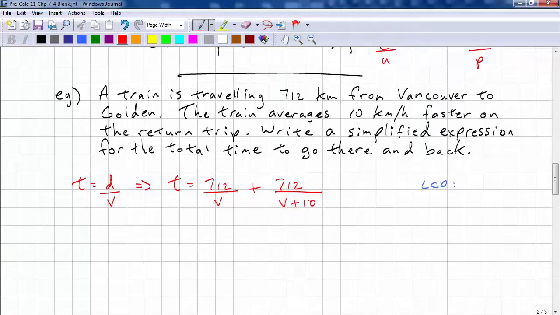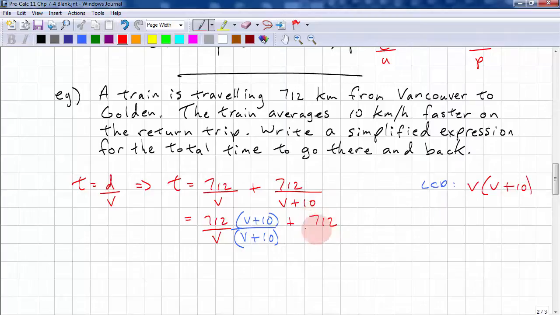So we have that. This means our LCD is V times V plus 10. So this equals 712 over V, and we need to multiply this by V plus 10 over V plus 10. Don't forget the brackets. And we have 712 over V plus 10. And we need to multiply this one by V over V.